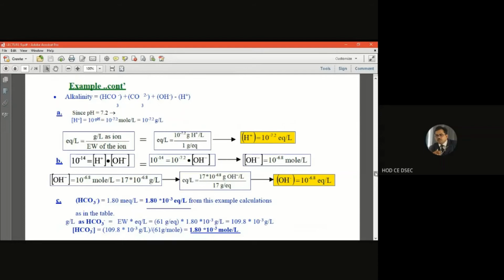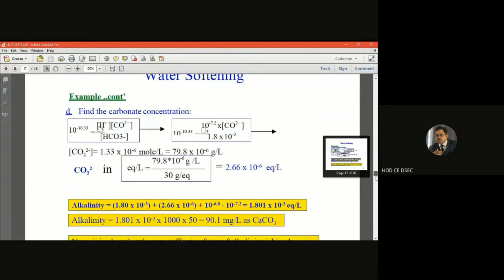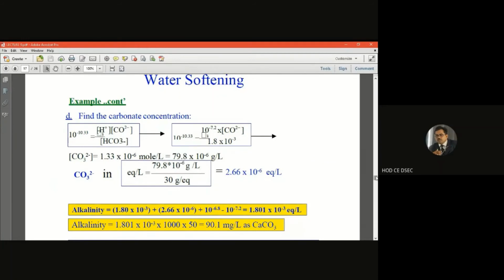Now again we will apply another principle. It is given that 10 to the power minus 10.33 equals H plus into CO3 2 minus divided by HCO3 minus. What does it indicate? HCO3 is known to us, H plus is known to us, and the left hand side is 10 to the power minus 10.33. So the unknown part, CO3 2 minus, will be calculated from this expression, and ultimately it will be found to be 2.66 into 10 to the power minus 6 equivalent per liter.